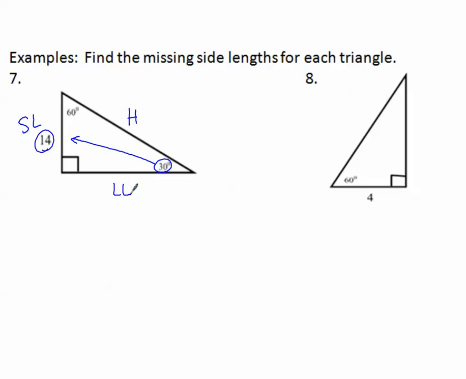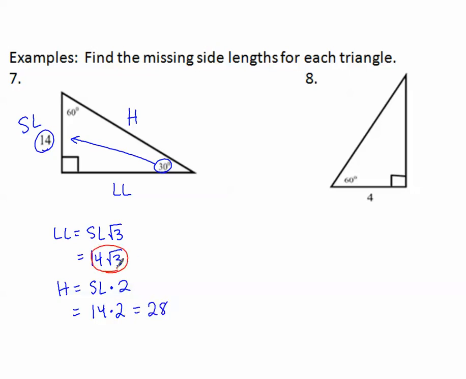So what's my formula? If I want to find the long leg, that is the short leg times the square root of 3. So the long leg is 14 times the square root of 3. Done. The hypotenuse is the short leg times 2. So in this problem, it's 14 times 2, or 28. Done. That's all there is to it. Long leg is 14 square root of 3. Hypotenuse, 28. Want to try number 8? Pause the video, come back, see how you did.